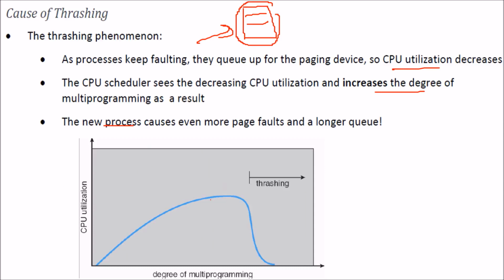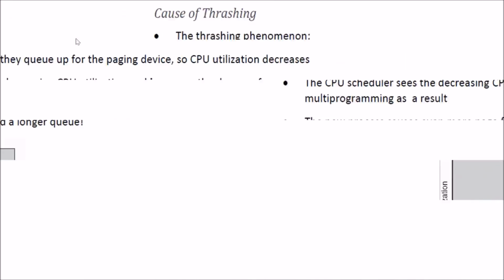See, in this graph we have the degree of multi-programming that you want to increase, and this is CPU utilization. When you increase the degree of multi-programming, at this point the degree of multi-programming is of course increasing, but the CPU utilization is decreasing. This is thrashing. This portion is under thrashing.